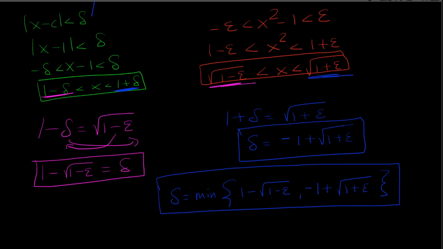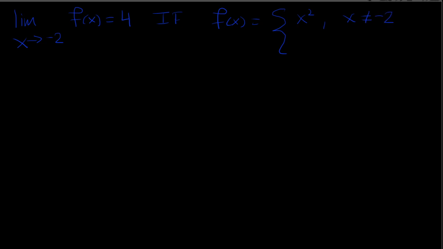Okay, for the next problem, we're going to be looking at a similar one, but instead we're going to be looking at a negative x value. So we'll have the limit as x approaches negative 2 of f of x is equal to 4 if f of x is again equal to x squared, but here when x is not equal to negative 2, and it's equal to 2 if x is equal to negative 2.